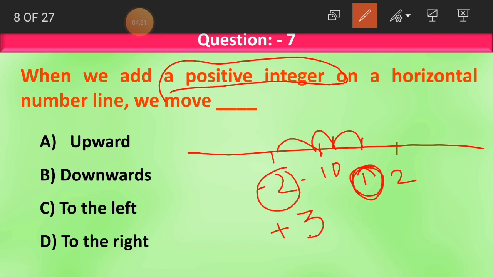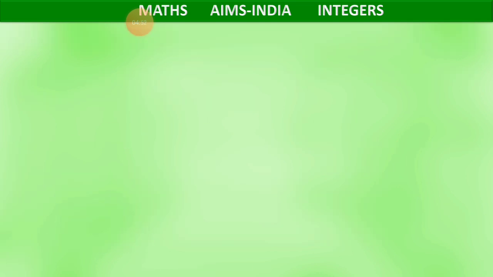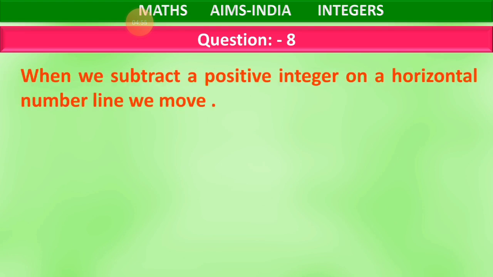Now in which direction did I move? I moved towards my right. So the correct answer is right. When such questions are asked, no worries if you don't remember the rule. You can just take a number line and solve it. Now you take an example of your own, solve it and then answer it. Okay children? Okay.